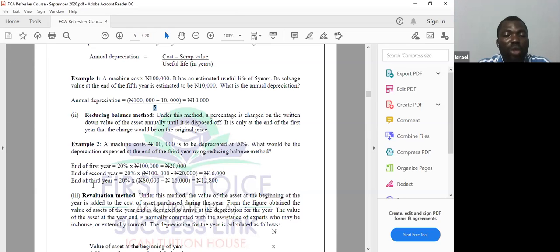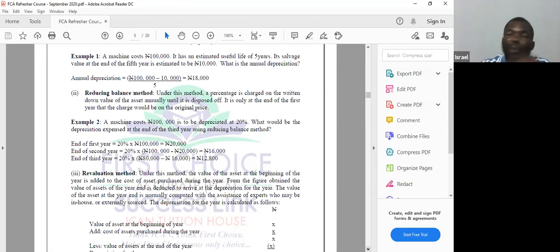Then we move on to the third year. That's 20% of the carrying amount, which is 100,000 minus 20,000 gives us 80,000, minus 16,000, and that will be used for the third year. Overall, it will be 12,800.